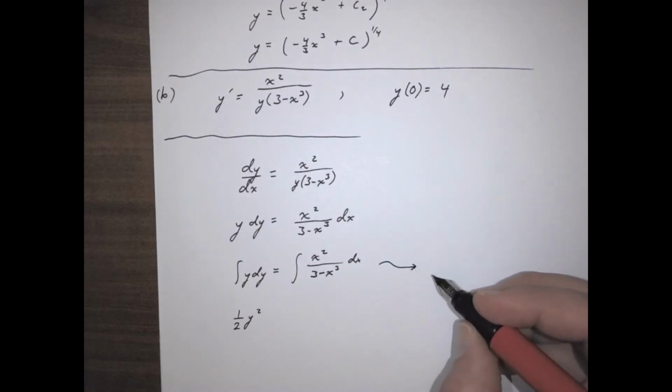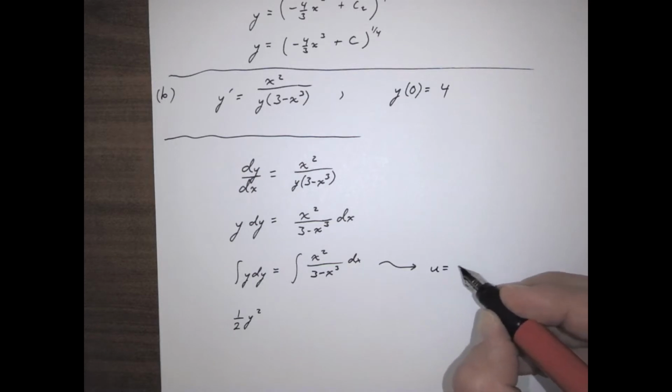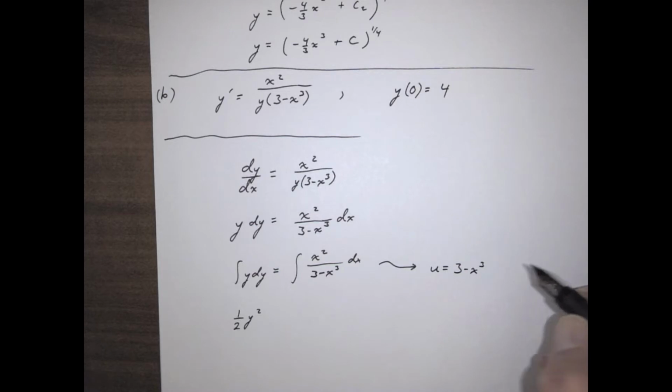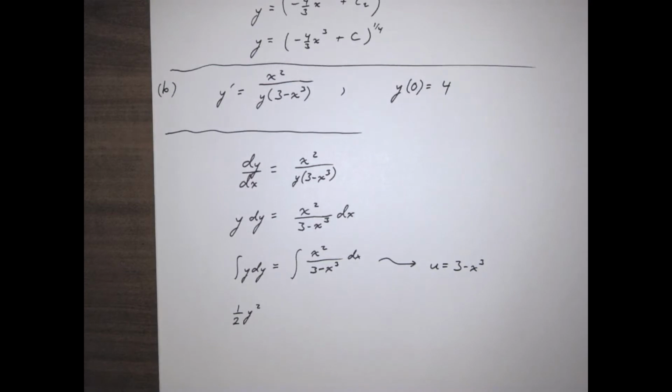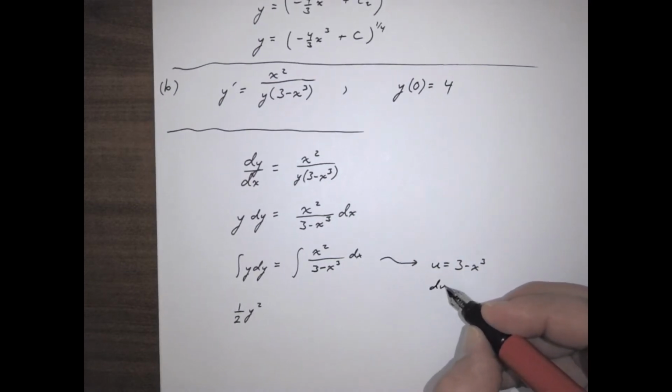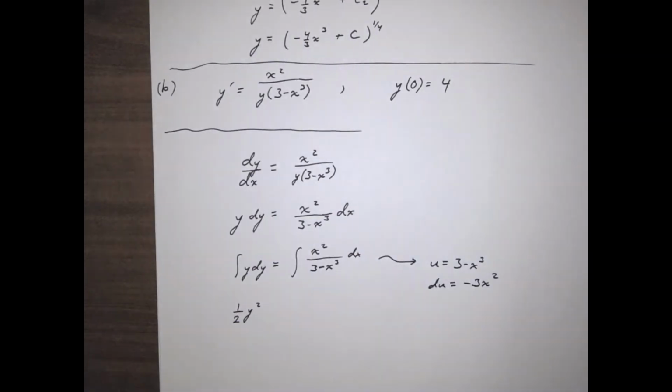For this side, we have to remember the rules of integration that we have for doing this, and we can remember that we've got a good situation here for a u substitution. So if I make u equal to 3 minus x to the third, then I can see how the derivative of this is essentially the same thing as the numerator, just with an extra factor, but I can deal with that. So then du would equal negative 3x squared, which is a lot like the top of this expression.